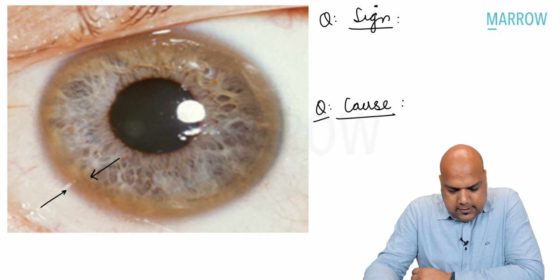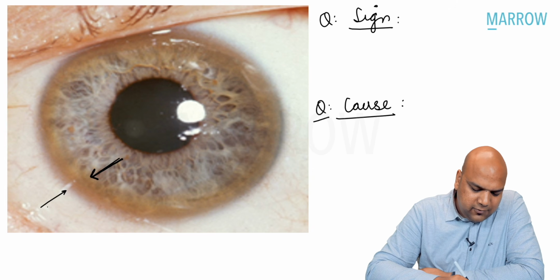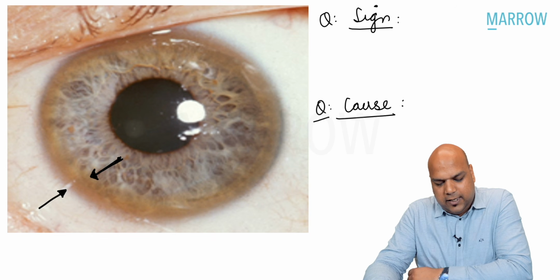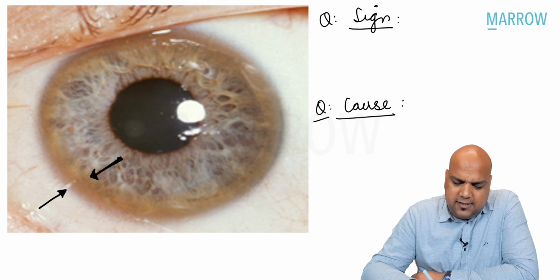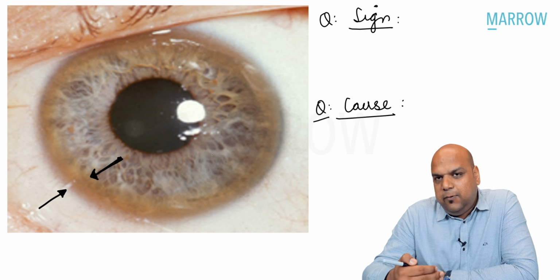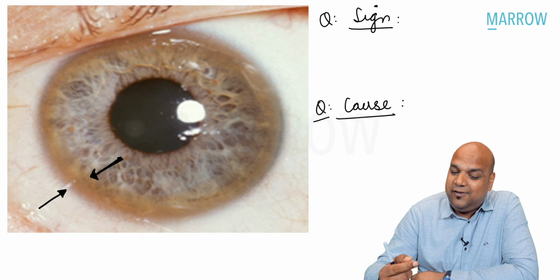Okay, what is the sign and what is the cause? Easy image. If you don't understand, see the two arrows have been marked for you to make you look at that specific portion where we want you to look. What can you see here? You can see a ring. But sir, this is iris brown color. No, see the iris. The iris is gray color. In this individual, the iris is gray color. Over that gray color, you can see a golden brown ring.